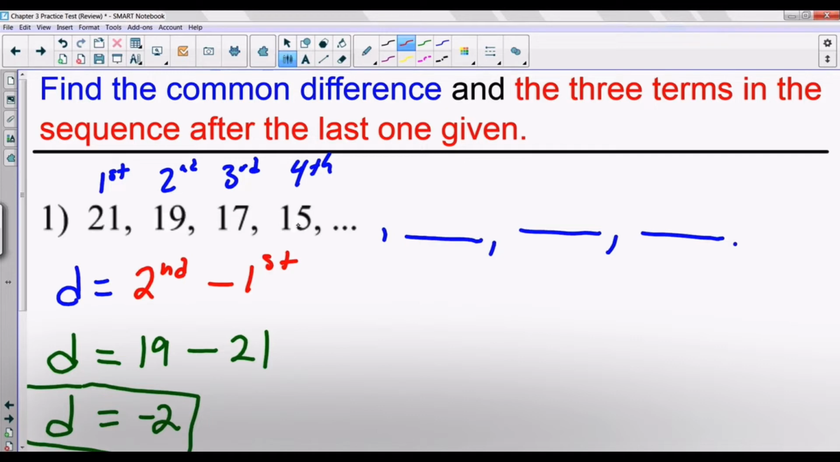So we will continue the pattern to find the next 3 terms. 15 minus 2 is 13. Good. 13 minus 2 is 11. Awesome. And 11 minus 2 is 9. Good job, class. Hopefully this helped you find the common difference of an arithmetic sequence and find the next 3 terms of the sequence. Okay, so here we go then. We'll move on to the next slide.